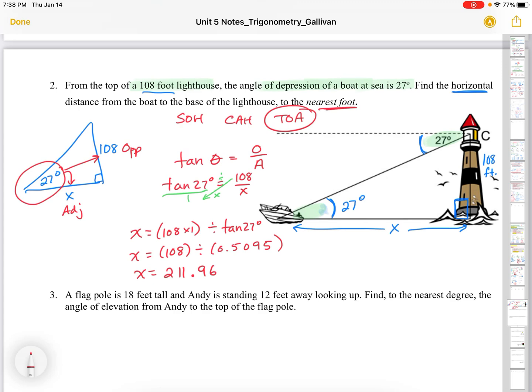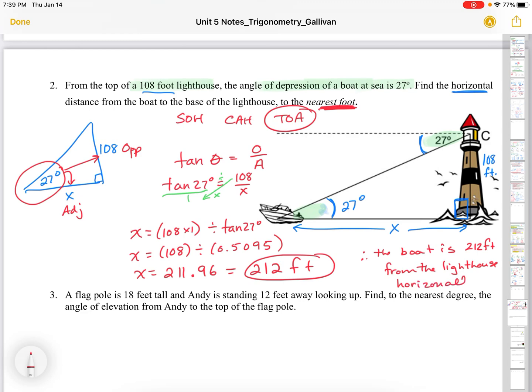211.96. Now it says to the nearest foot, right? So that would be 212 feet. Okay. Now often we would write a sentence. So we would say the boat, therefore the boat is 212 feet from the lighthouse horizontally. Important to say horizontally because if we were going on that slanted height, it would be a different distance.